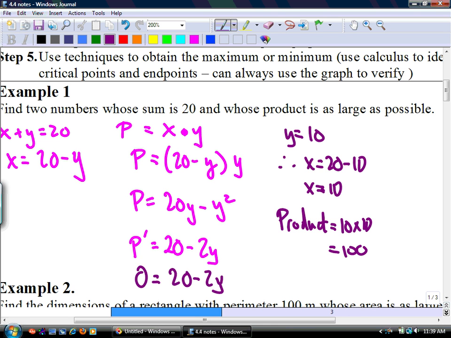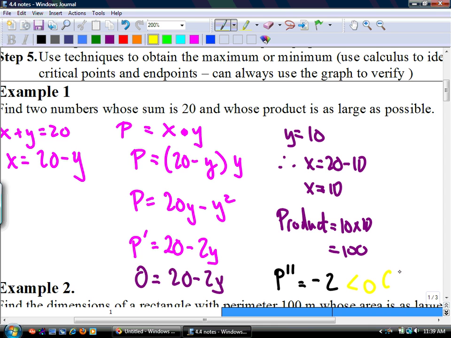Do we have a test that allows us to check for maximum and minimumness without doing a heck of a lot of work? What is it? Nah, you don't want to do a table. I'm lazier than that. What does the second derivative test allow us to do? See if it's concave up or concave down. If it's concave up, we just found a minimum. So what's P double prime? P double prime is -2. Is that number bigger than 0 or less than 0? Less than 0. It's concave down.